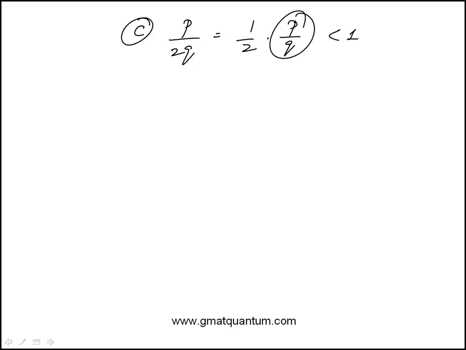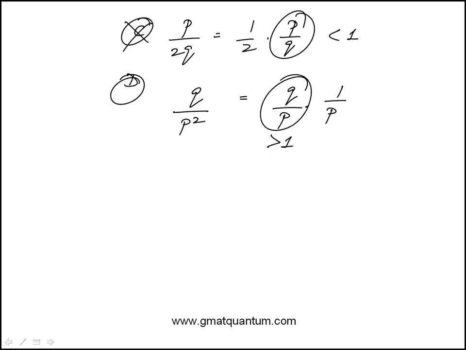So B is out. C is P over 2Q. Again, it's half of P over Q, which we already know is less than 1. So half of that would also be less than 1. So that's out. And D is Q over P squared. So that's Q over P times 1 over P. Now this we know is greater than 1, but we're dividing it by P.